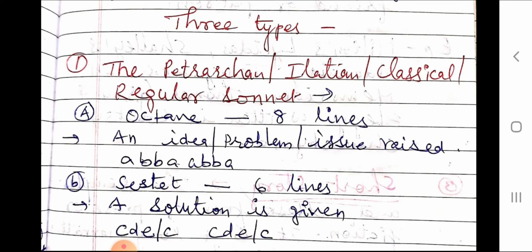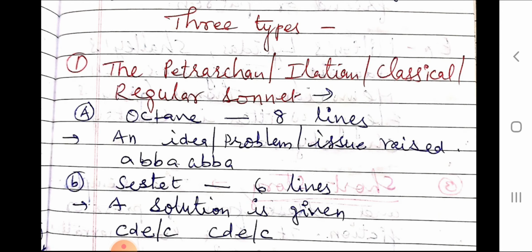Now, 8 lines stanza is called octave, and the second stanza of Petrarchan sonnet that consists of 6 lines is called sestet. Here, the poet tries to provide a solution to the problem or issue that is raised above in octave. And its rhyme scheme is CDE CDE, and sometimes CDC, CDC. So either it is CDE or CDC. So 3 plus 3, 6 lines, of course.